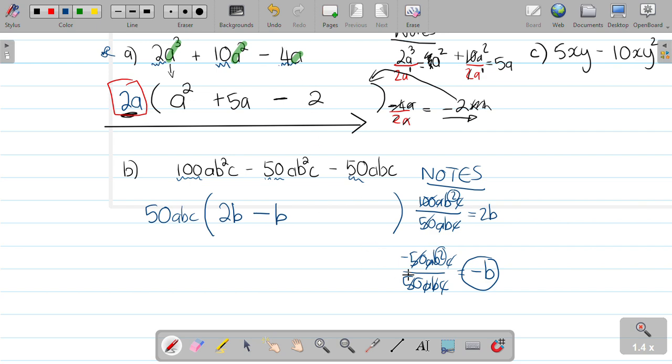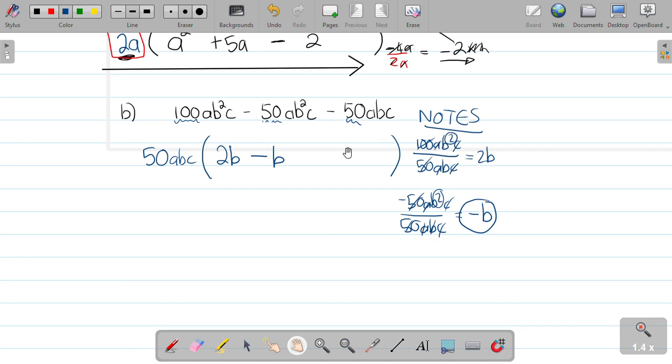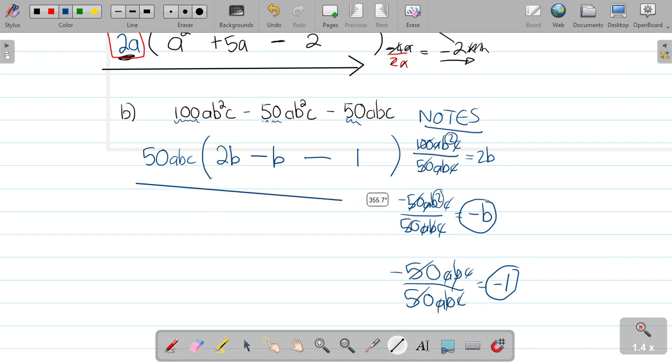And then the last one, we take this one over here. Look how interesting this is, minus 50abc divided by 50abc. And what we're going to end up getting is, so that divided by that is minus 1, right? And then the a's cancel, the b's cancel, and the c's cancel. So we actually just end up with negative 1. And we put that over here. So this, everybody, is my final answer after factorizing.